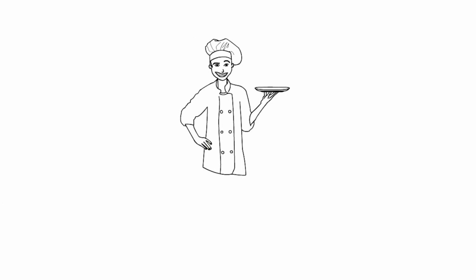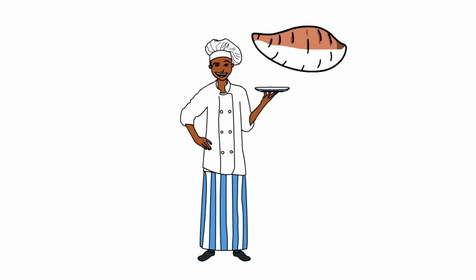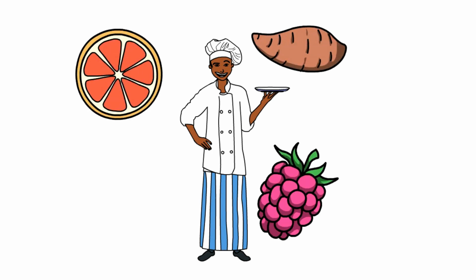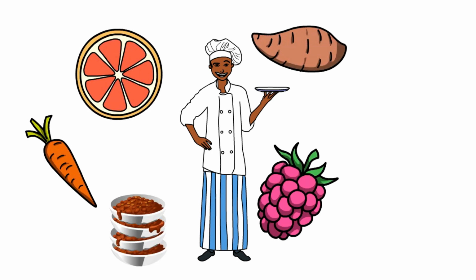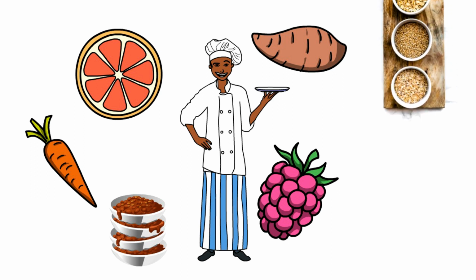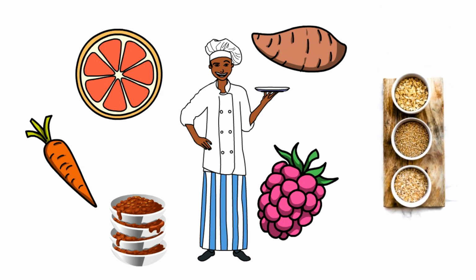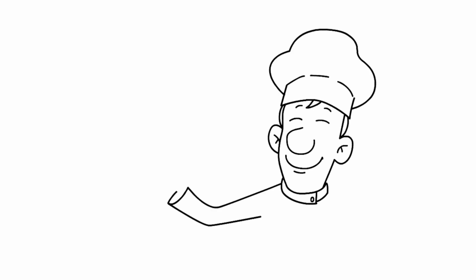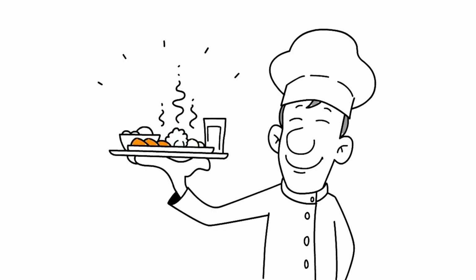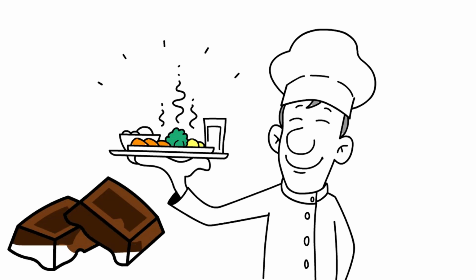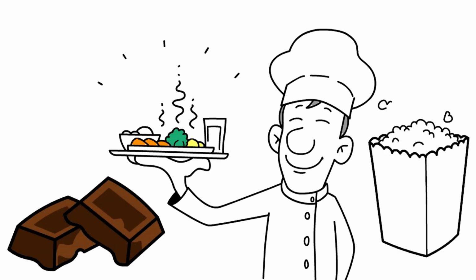Instead, focus on complex carbs and starches like sweet potatoes, berries, grapefruit, pumpkin, carrots, lentils, chickpeas, and whole grains. Fiber can help prevent blood sugar spikes. If you have a sweet tooth, load up on fiber, which prevents blood sugar spikes because it's harder for your body to break down. For a sweet treat, try dark chocolate or air-popped popcorn.